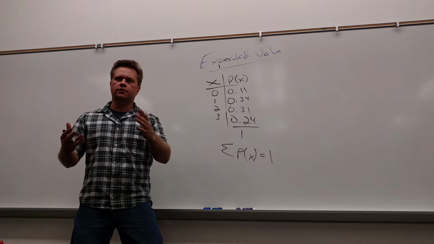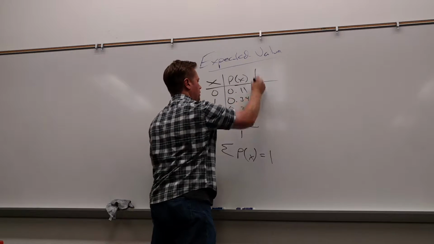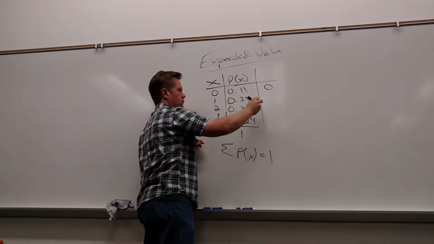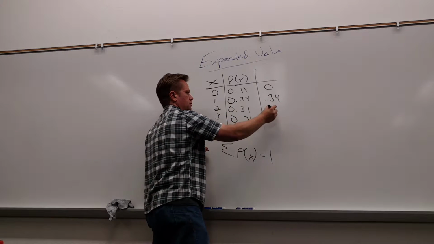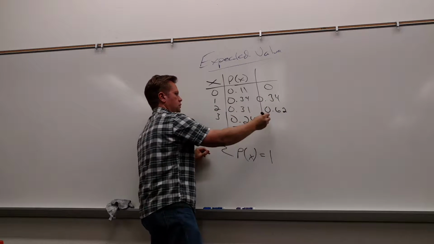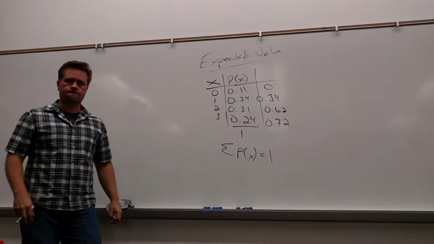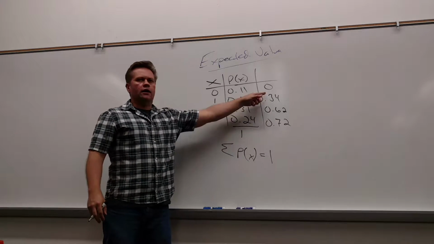So what we learned last time is mathematically to find the average, all I have to do is multiply these together. Multiply the weight times the value. So 11% of 0 is 0. 34% of 1 is 0.34. That would be 0.62. And that would be 0.72. And what are those numbers now? These are like the weighted values.